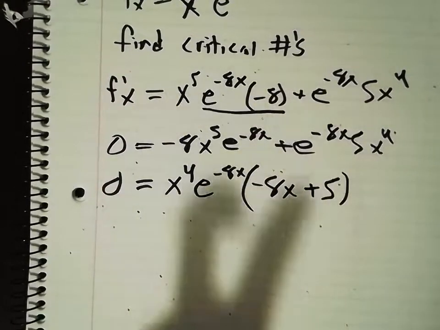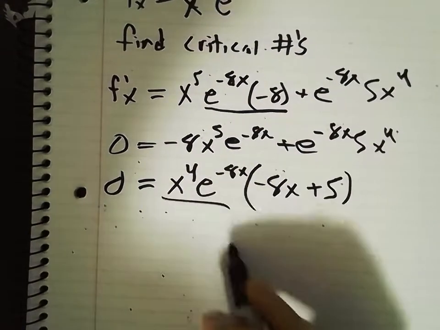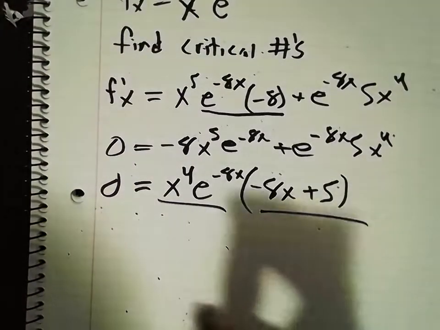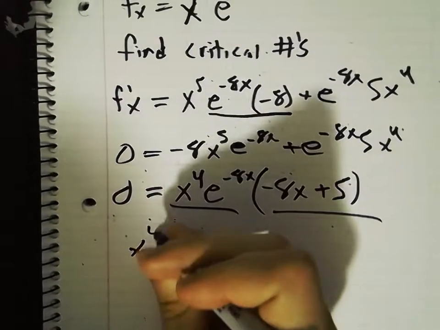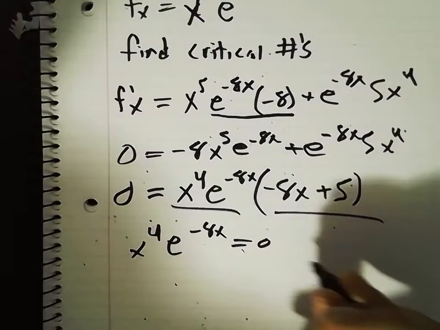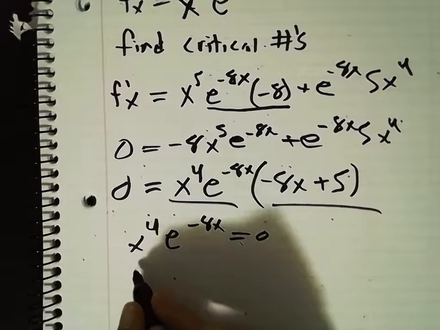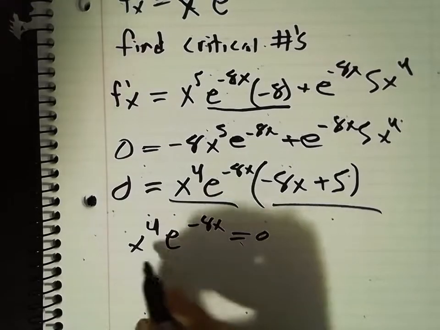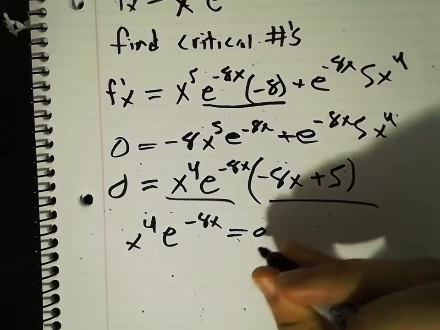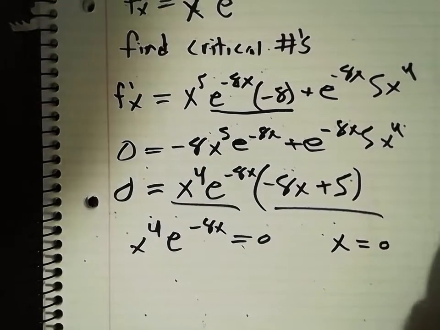So whenever you have two functions, we'll call them, equal to 0, either this needs to equal 0 or this needs to equal 0. So for this first one, x to the fourth e to the negative 8x equals 0. That happens when x equals 0, because if x equals 0, x to the fourth equals 0, then 0 times anything equals 0. So when we do this one of our critical numbers is going to be x equals 0.